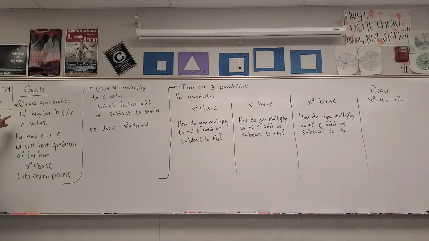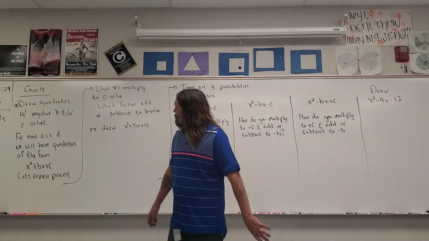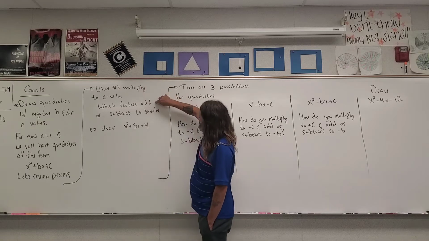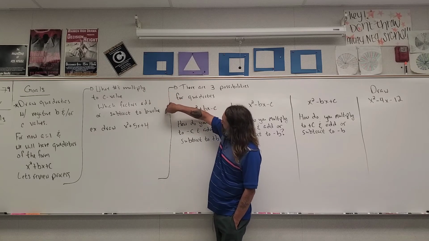Our first goal is going to be to draw quadratics with negative b and/or c values. For now, a will equal 1, and we will have quadratics of the form x squared plus bx plus c. So again, the b could be negative, the c could be negative, or both could be negative. We've already drawn quadratics when everybody's positive, so we'll do a little review here. When we're going to draw a quadratic, we need to figure out what numbers multiply to the c value, and which of these numbers or factors add or subtract to the b value.